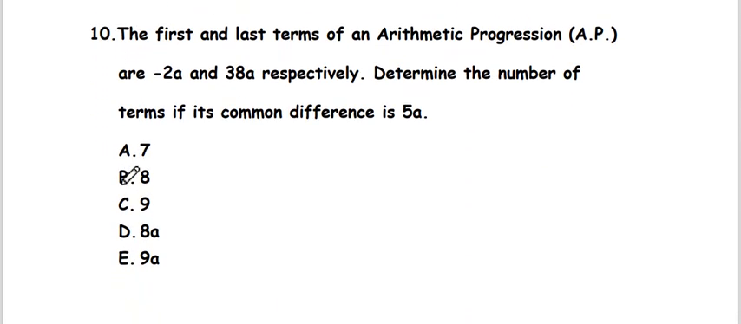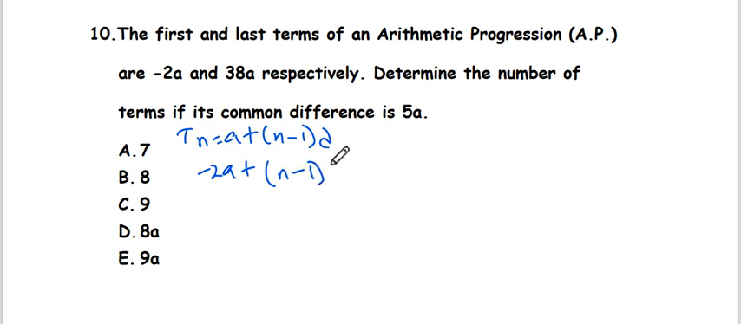Number 10, the first and last terms of an AP are minus 2A and 38A respectively. Find the number of terms if its common difference is 5A. Now, the nth term of an AP is A plus n minus 1 D. The first term is minus 2A, plus n, we don't know what n is, minus 1. The common difference is 5A. Then we equate it to the last term. The last term is 38A.